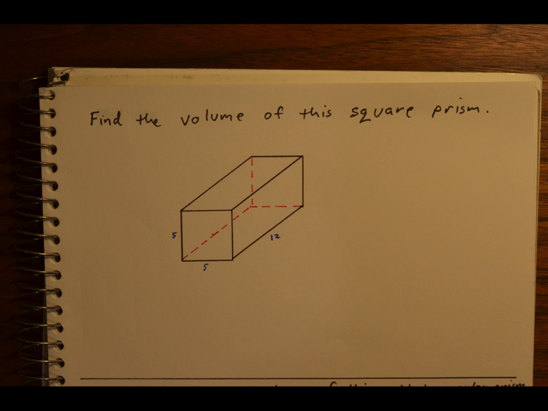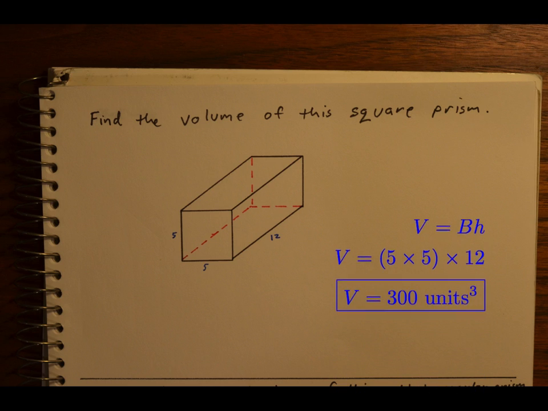Here's an example for you to try. Find the volume of this square prism. Push pause if you need to. You should get 300 cubic units.